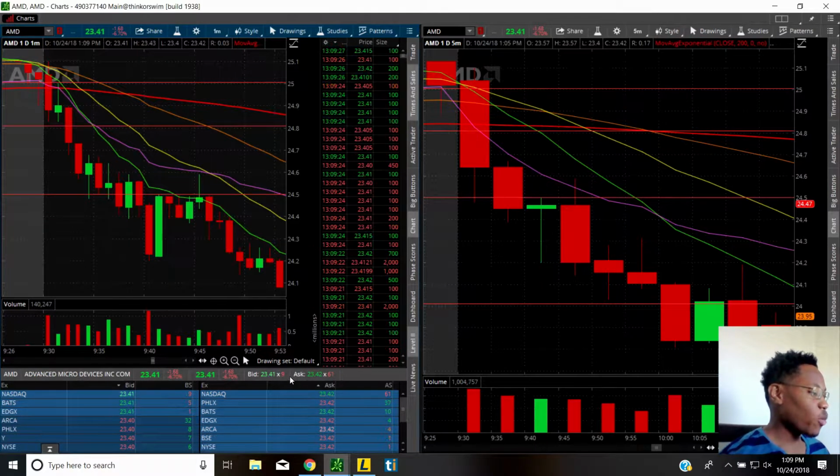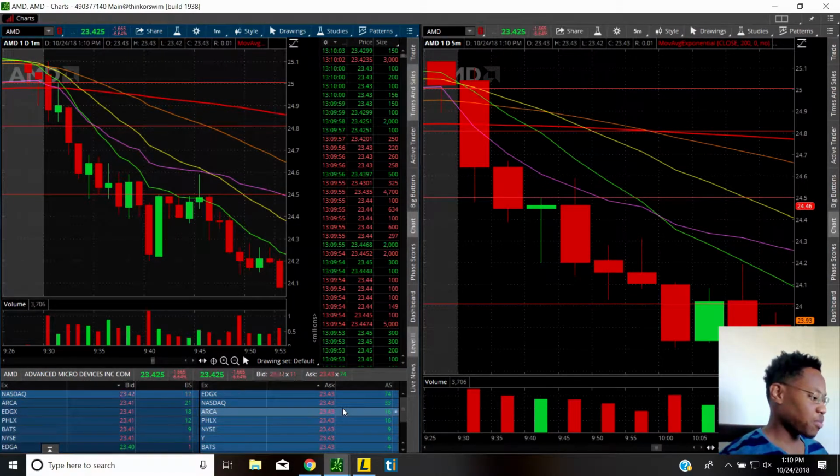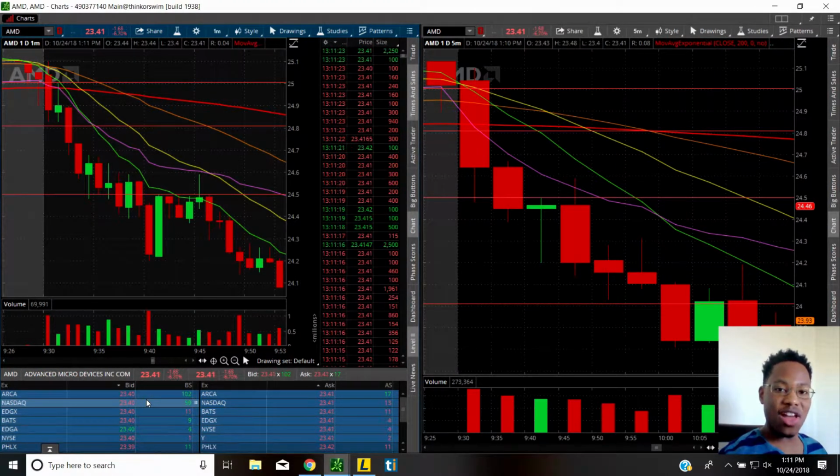Here on the chart, we have the summary of the bid and the ask, followed by the size of the bid and the size of the ask. The difference between the bid and the ask price is called the spread. The spread is 1 penny. That 1 penny allows me to get in and out of the stock quickly and minimize risk at all times.